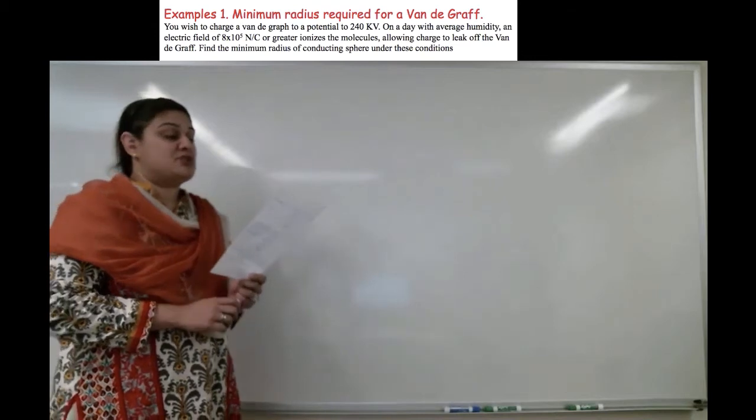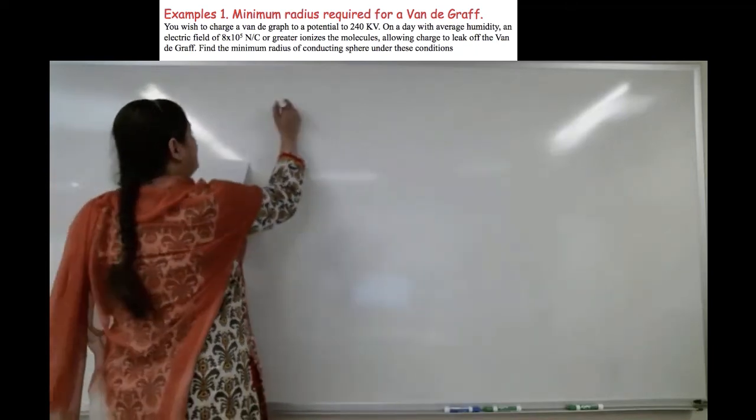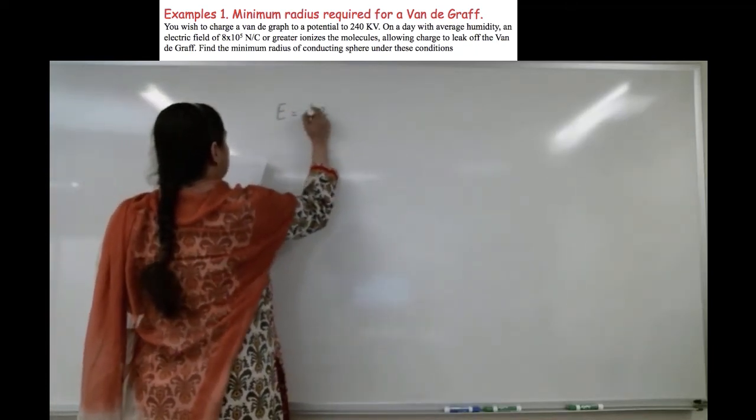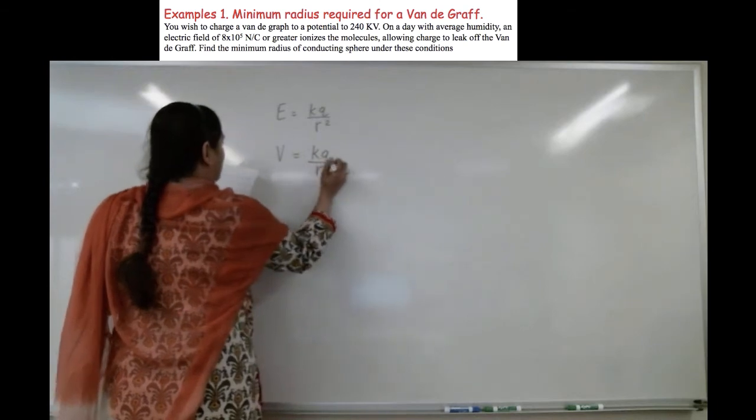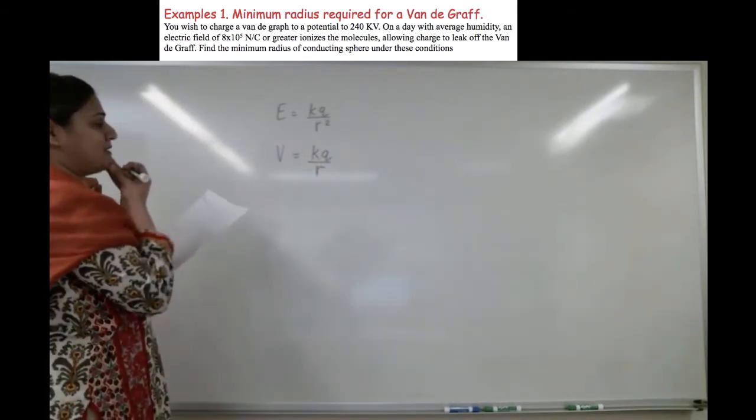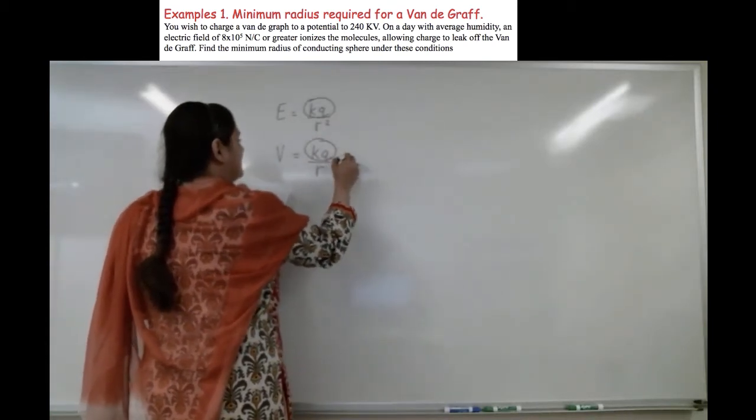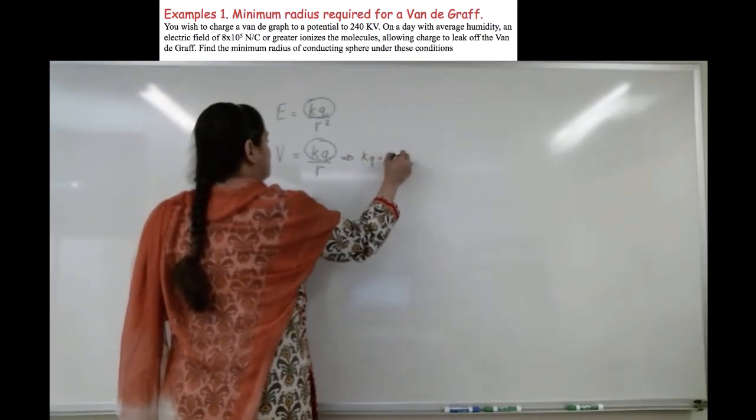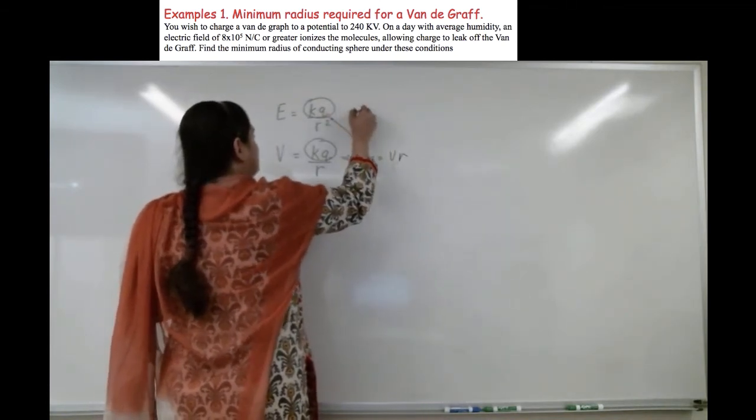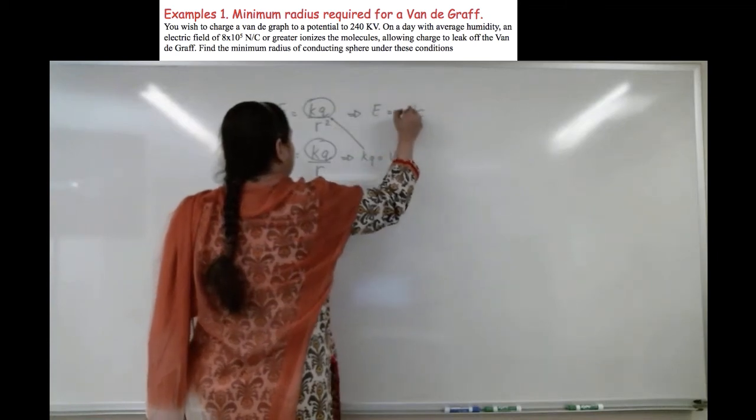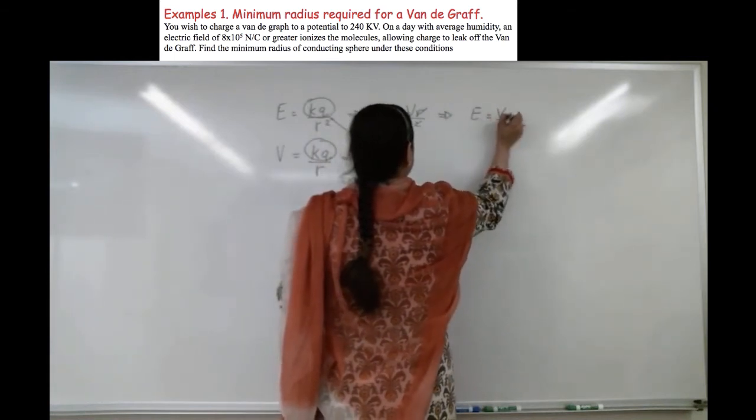This actually allows me to talk about the relationship between E, electrical field, and V, potential. So E, we know, is given as KQ over R squared. And we know V is given by KQ over R. Okay? So how do I find the relationship between these two? I see that this is exactly the same as that. So I can figure out KQ is VR from here, and I can plug that into here. So this will give me E equals VR over R squared, or E equals V over R.